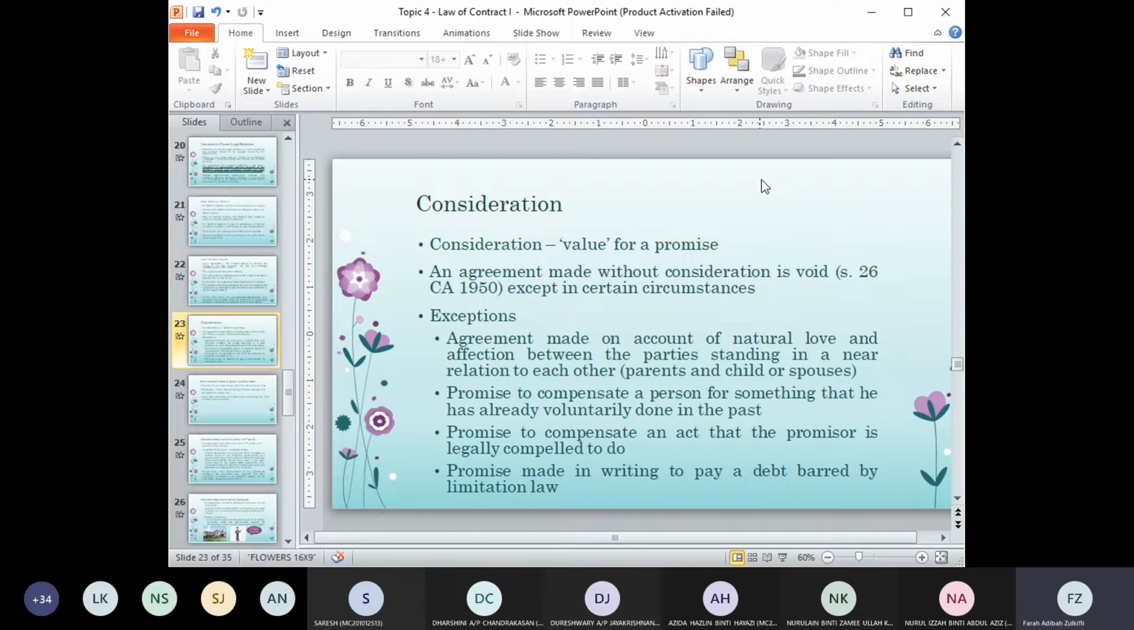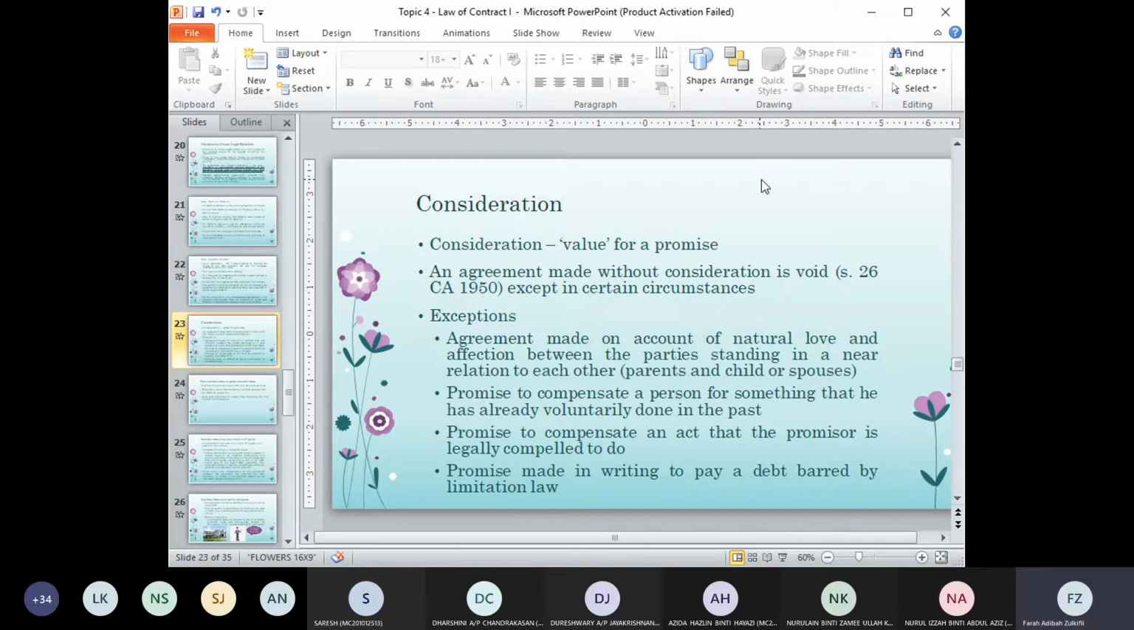So if you have an agreement and that agreement does not bring any benefit to any of the parties, it is a void agreement. A void agreement is an agreement which is not enforceable in law. So you cannot get any remedies under the contract. Okay, so under the law, an agreement made without consideration is void, but there are certain exceptions. There are 4 exceptions under the law.